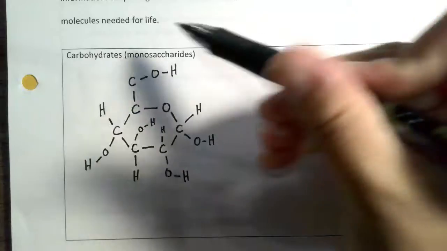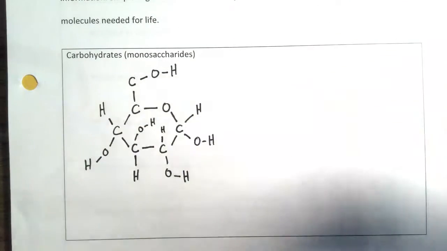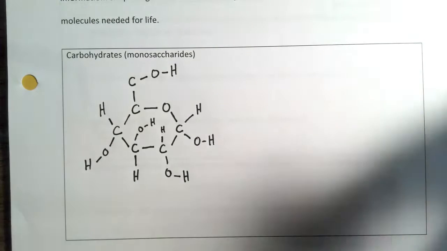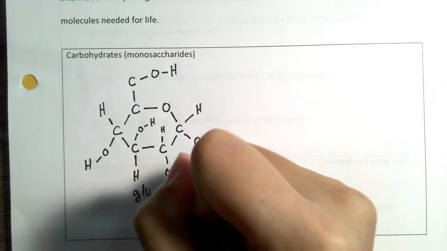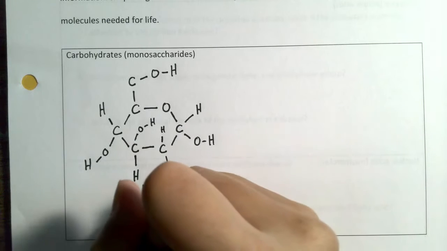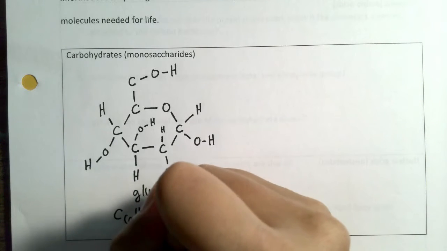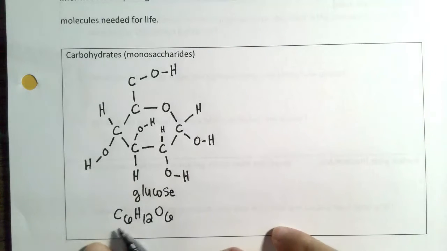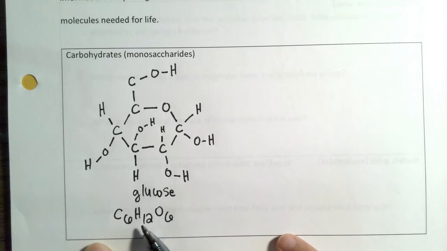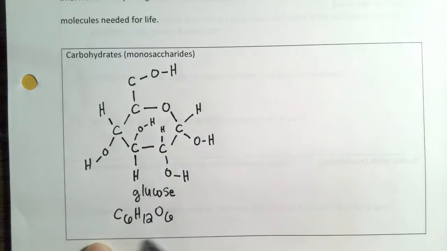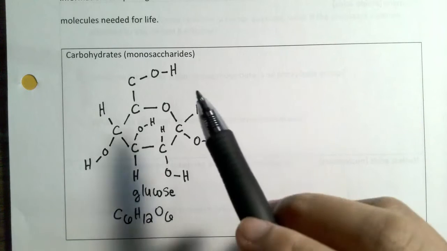So this is what a simple sugar would look like, one of them. And this happens to be glucose. Glucose has the formula C6H12O6, meaning we have 6 carbons, 12 hydrogens, and 6 oxygens. If you go through and actually count those, these are going to be the numbers.